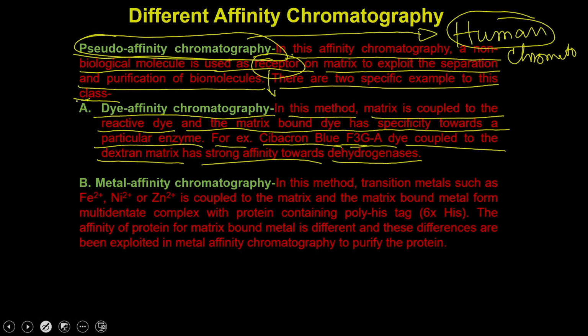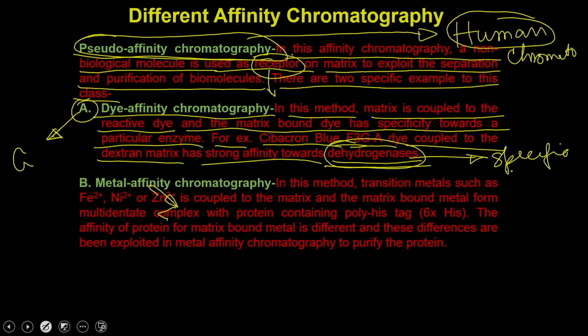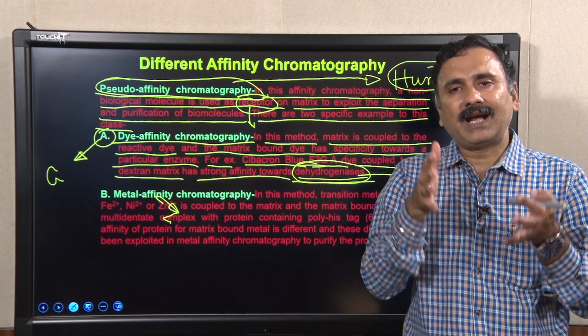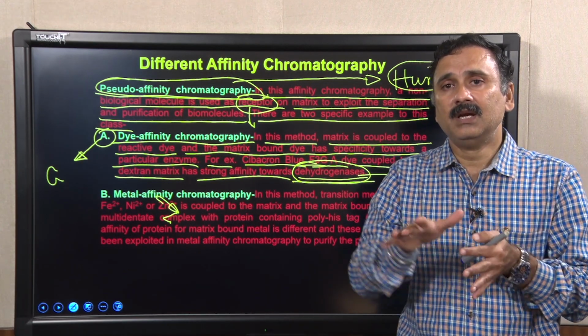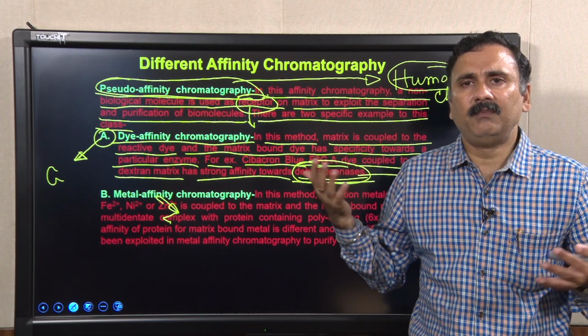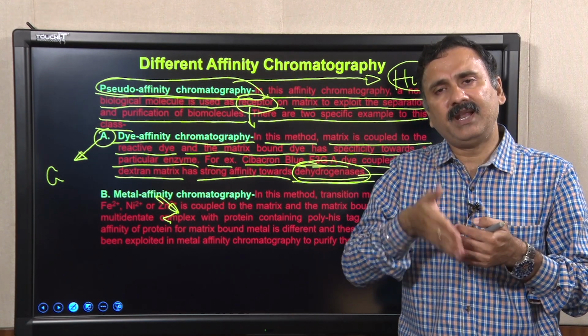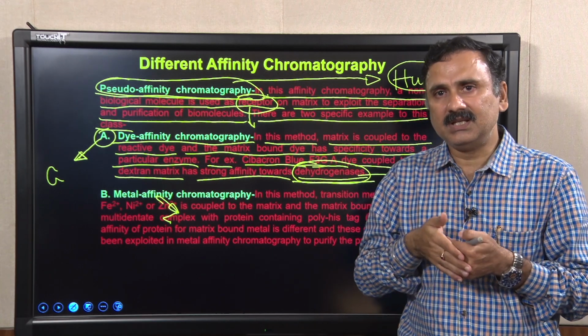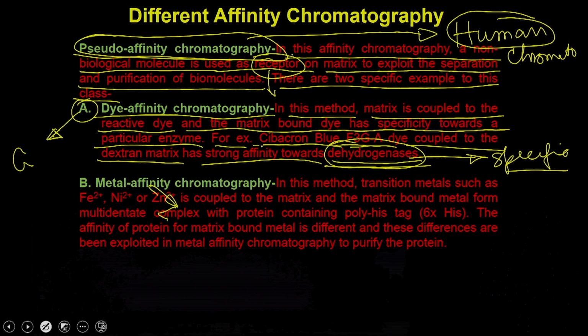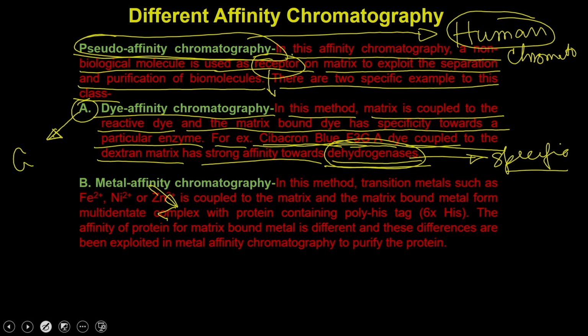So, what you can see is that this affinity is generic in nature, which means it works against dehydrogenases. It does not work against a specific dehydrogenase, which means it does not work only against pyruvate dehydrogenase or some other dehydrogenase. It works simply against dehydrogenases, which means it will bind all the dehydrogenases with varying affinity, but it is a generic affinity chromatography.